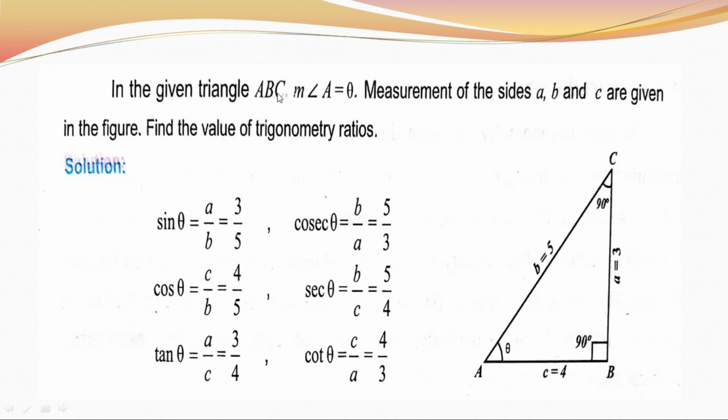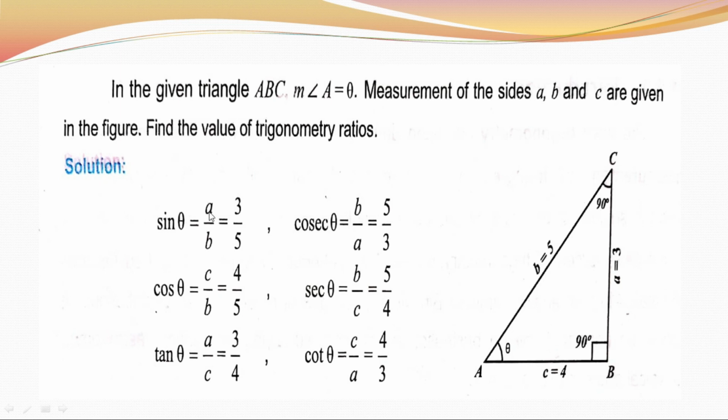In the given triangle ABC, the measure of angle A is equal to theta. The measurements of the sides A, B and C are given. In the figure, find the value of the trigonometric ratios. Okay. Sine theta is A over B, meaning A is perpendicular, base is C and hypotenuse is B. Value of hypotenuse 5, value of perpendicular 3, value of base is 4.